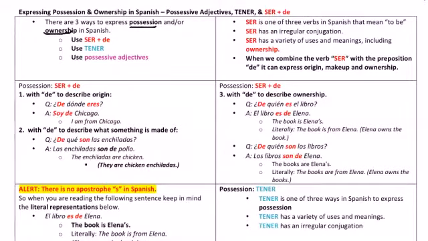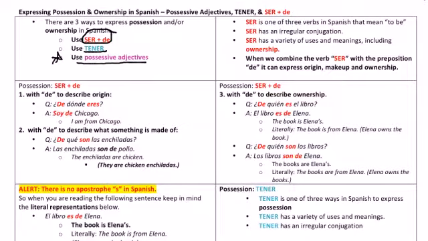The first one is one that we've seen before, and that is to use ser de. The second one is using tener, and we've seen tener used with age, but now we're going to talk about possession as well. And a new concept, which is possessive adjectives. All three of these can be used in concert together, one at a time, two at a time, three at a time, because they all function in different ways.